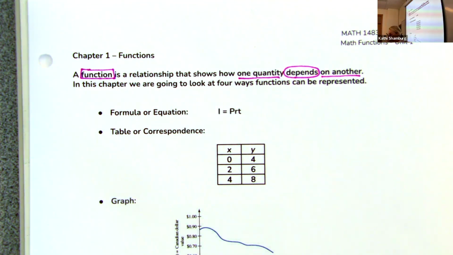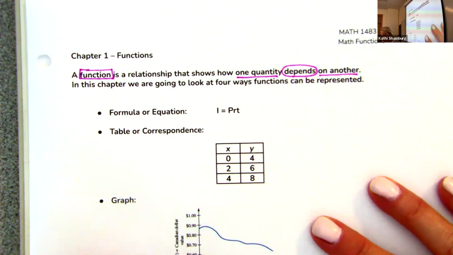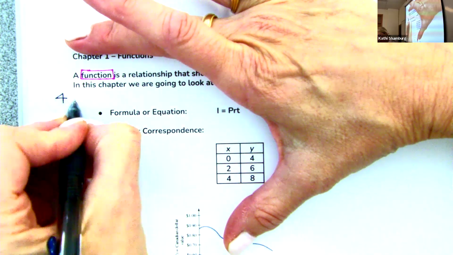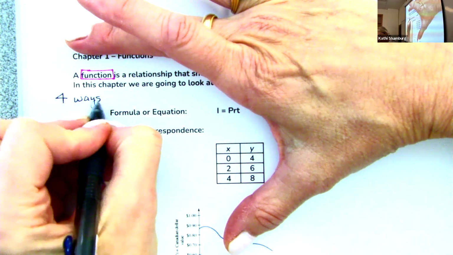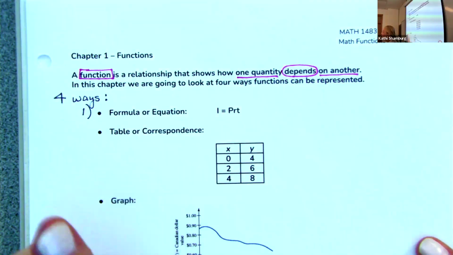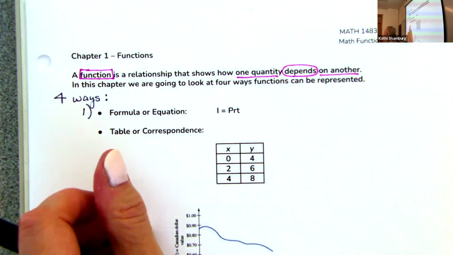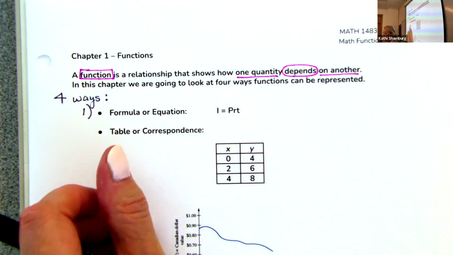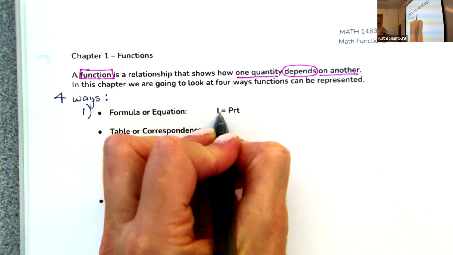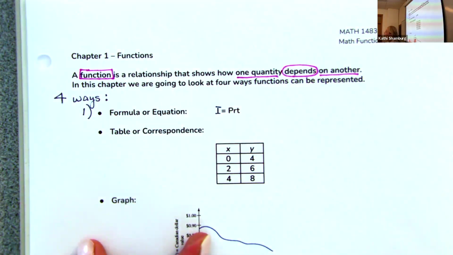All right, so what does that look like? Well, there are 4 different ways it can be expressed. So we're going to look at the first way, and that is when you are provided a formula or an equation. Here is a formula or an equation. It is I equals PRT. So mathematically, that means I equals P times R times T.